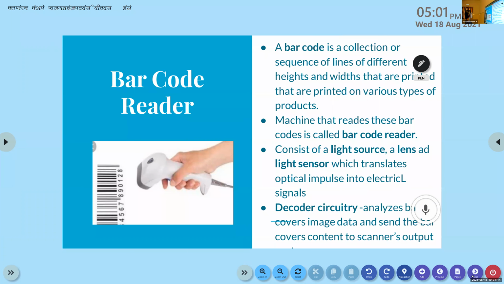What is this barcode reader? What is that? The shop reads barcodes of the product.